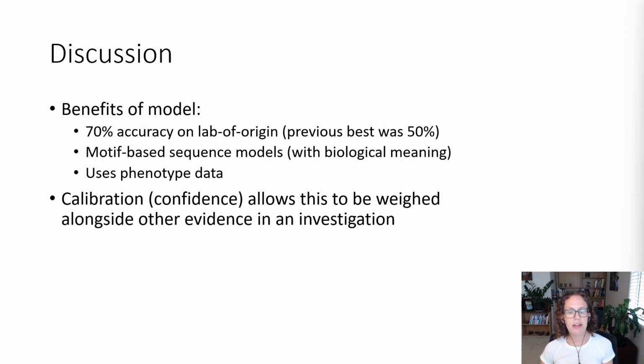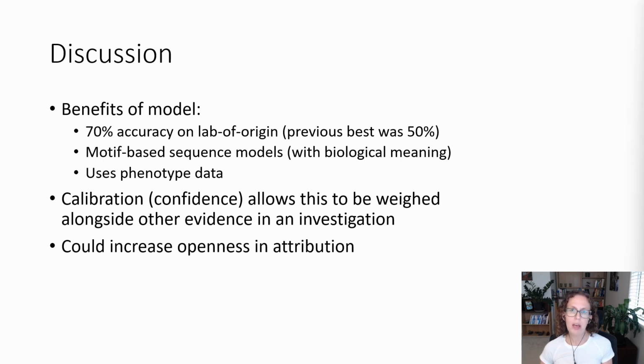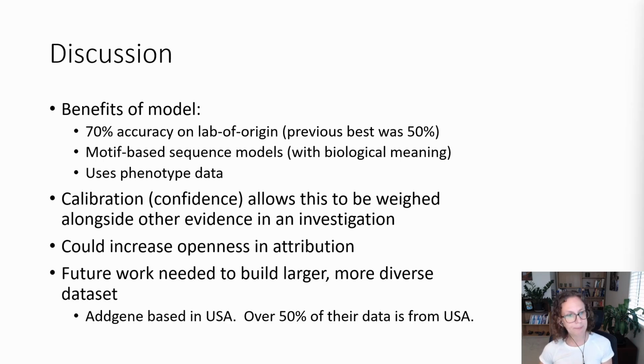The calibration, which gives a confidence score, can allow this to be weighed alongside other evidence in a forensic investigation. The authors argue that this could increase openness and attribution because it can be used to find ancestry dependence of work that depends on other work. That might encourage people to be more upfront about that. The authors note that future work is needed to build larger, more diverse data sets, since over 50% of the data used here was from the US.